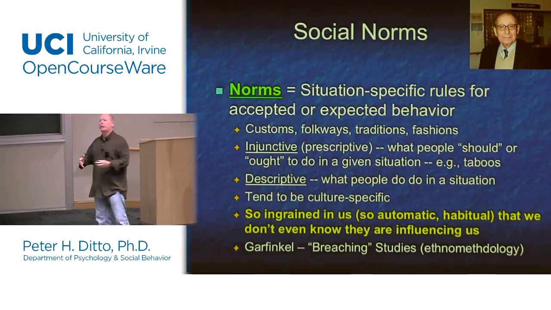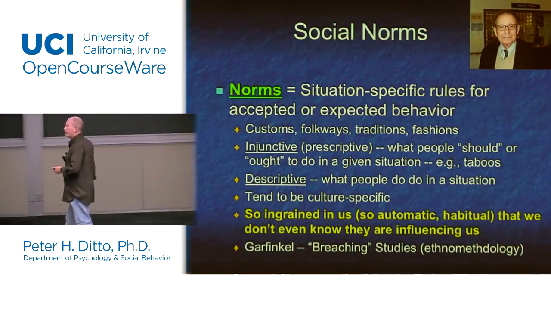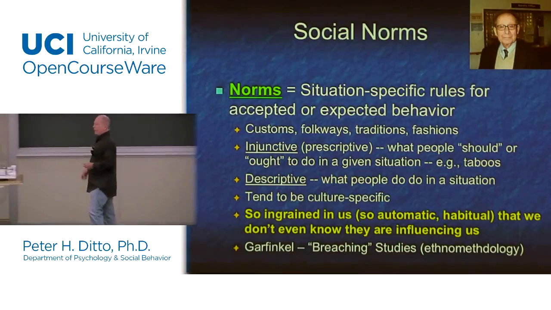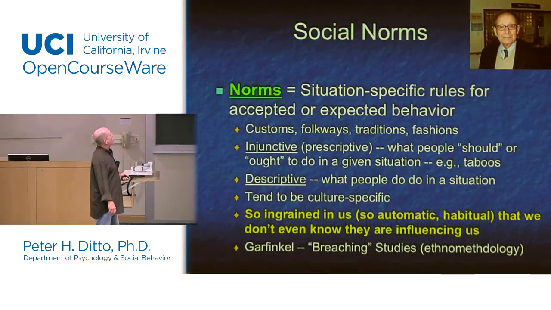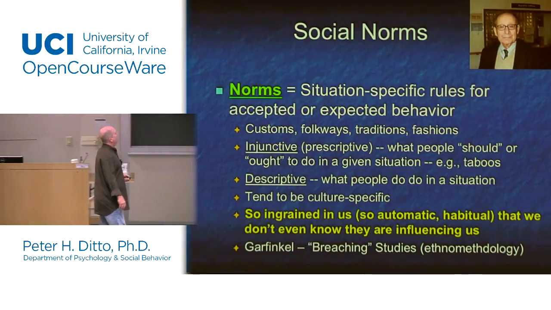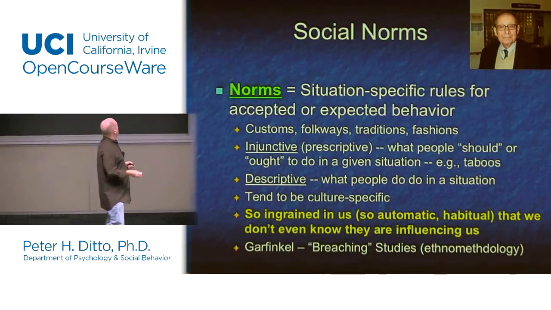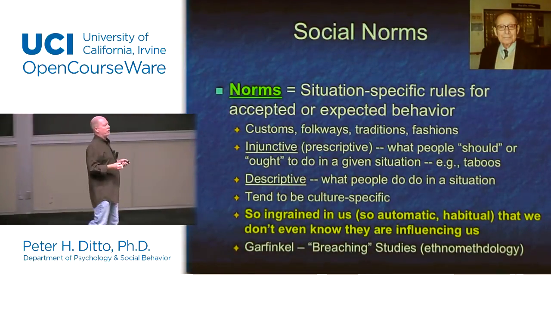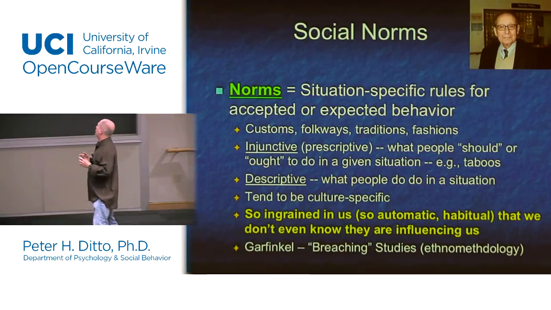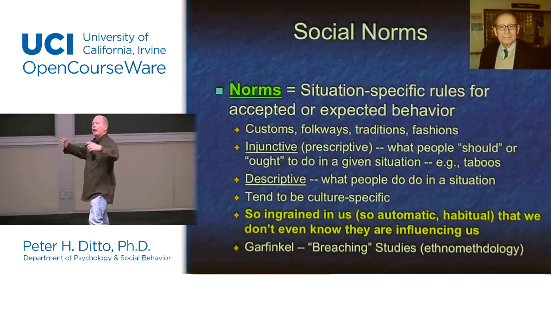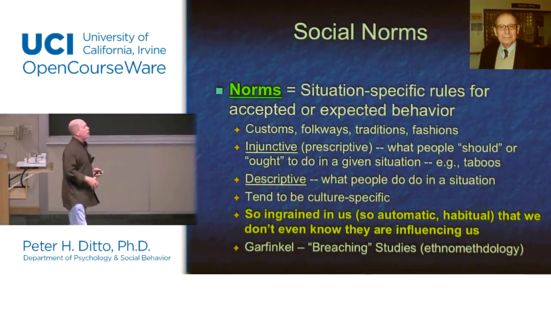The first, simplest way to talk about this idea is the concept of social norms, which really comes from sociology as much as from psychology. But a norm is basically a rule, right? The way to define norms, they're situation-specific rules for accepted or expected behavior. So they're the normal behavior in a particular situation, what's expected of you. And this is essentially what culture gives us, right? You can think of other words like customs, folkways, traditions, fashions, right? People start doing these things, and then everybody assumes that this is the way it should be done.